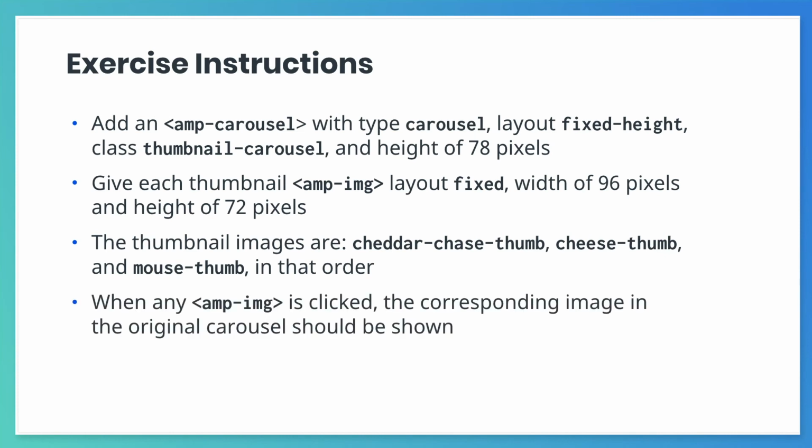When any thumbnail AMP image is clicked, the corresponding image in the original carousel should be shown. Here's a hint. The original carousel should have an ID of carousel. And remember, the images are 0 indexed. Also, don't forget to give the images an appropriate tabindex and a role of button for accessibility. Now pause the video and try this out.